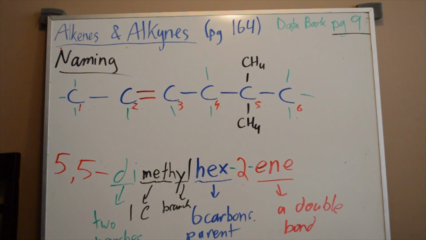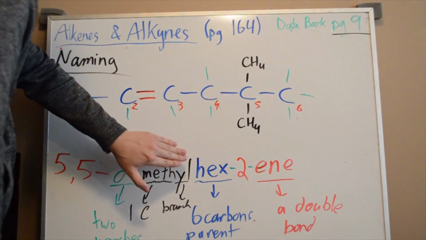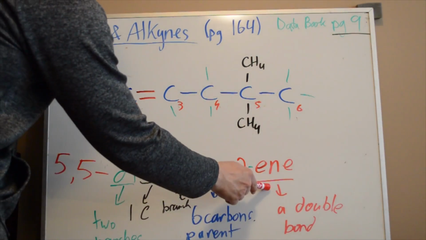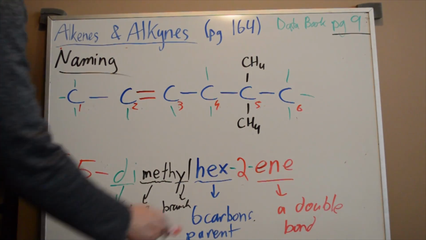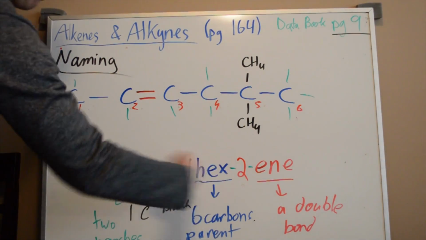Class, when you look at this by itself, you're thinking this looks very complicated, but go back and re-watch, how did I start? I started with the fact that it's a hex, 6 carbon parent chain. I figured out that it's an ene with a double bond. I figured out where that double bond is using the lowest number possible. And then at the end, I worked backwards like that.